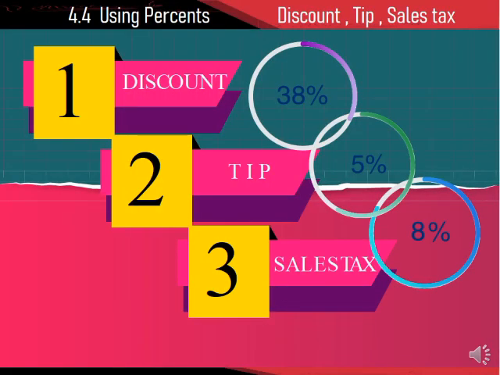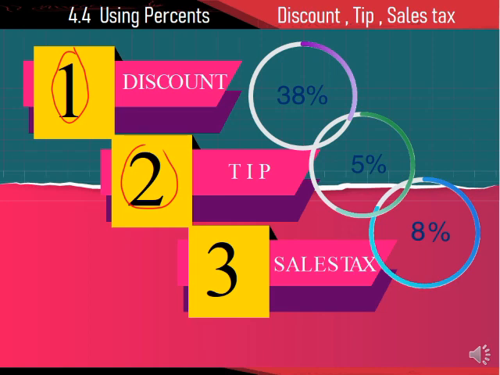In this section, we are going to study three topics. The first one is discount. When we go to markets, malls, or shops, we see discounts. So what is a discount? A discount is an amount that is subtracted from the regular price of an item. It means we have to subtract the amount of discount from the price of the item. The second one is tip. What is a tip? A tip is a small amount of money in return for a service.